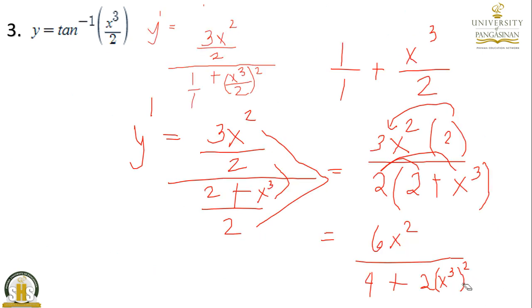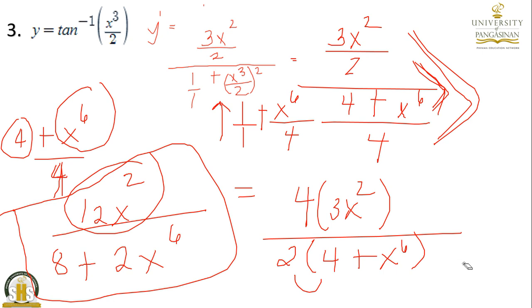Yan. Ganyan yung sagot sa module ninyo. Walang exponent ng 2. 6x squared all over 4 plus 2x cubed. Yan, tinignan ko yun. Hindi ko na na-check, but tinignan ko lang yung sagot. Ang sinolve na natin, ang lumabas is 12x squared all over 8 plus 2x to the 6th power. So, as is na tayo sa 12x squared all over 8 plus 2x to the 6th power. Okay?